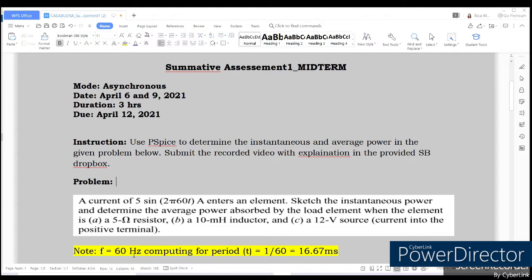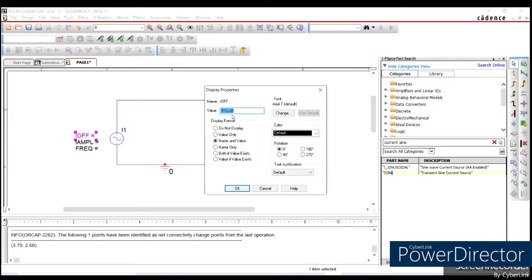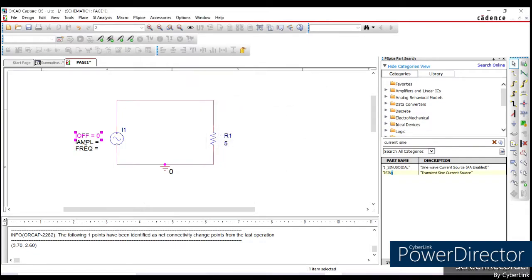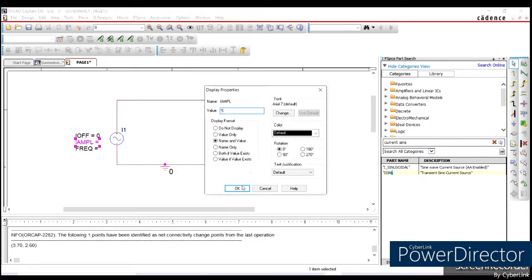You have to take note of that number because we will be using it in our PSpice AC current source. We have to set I off to 0. Click OK. We have to set I amplitude to 5 because it is the peak value. Then we have to set the frequency to 60 Hz.